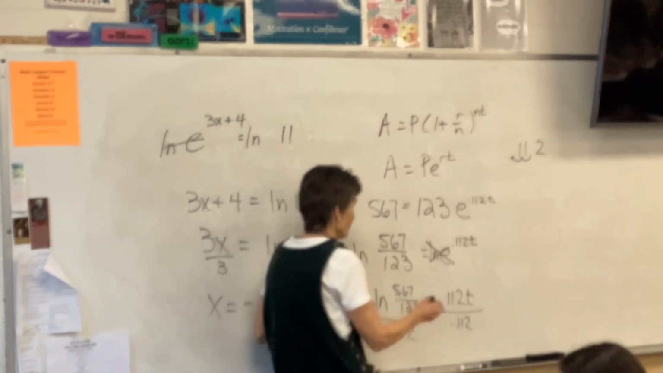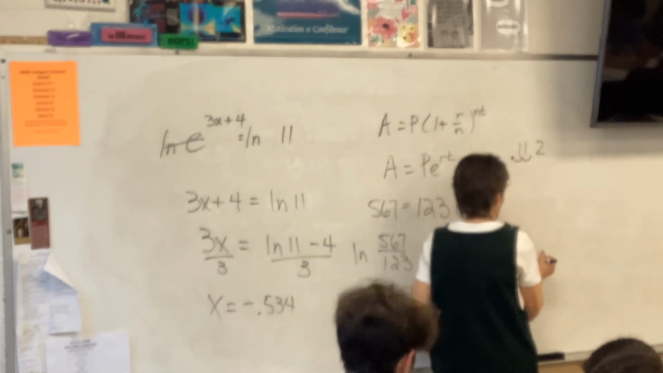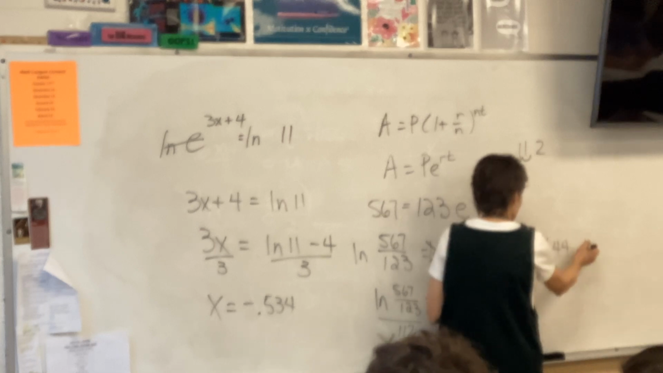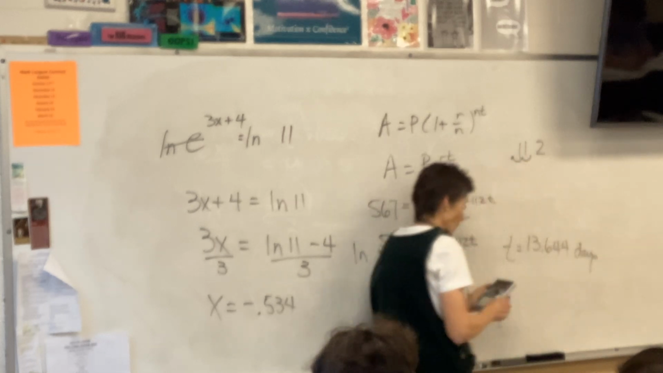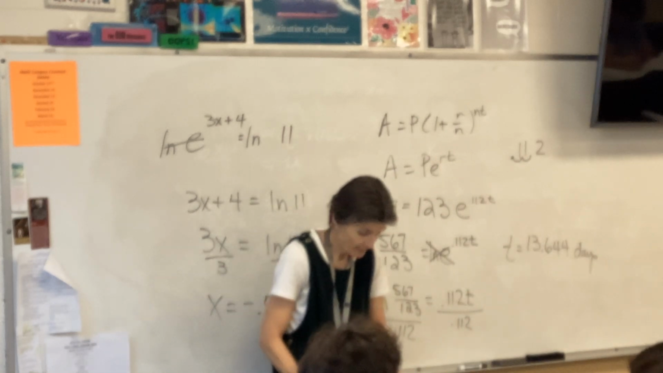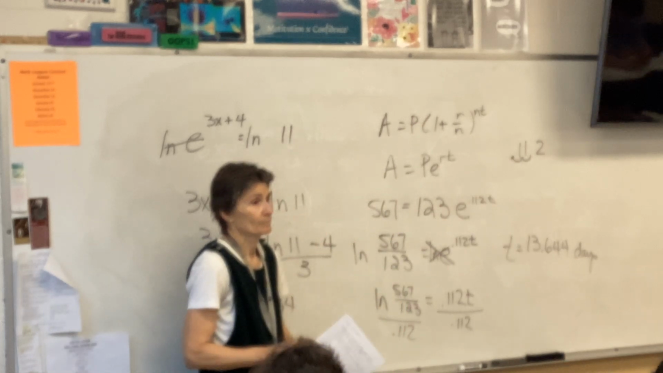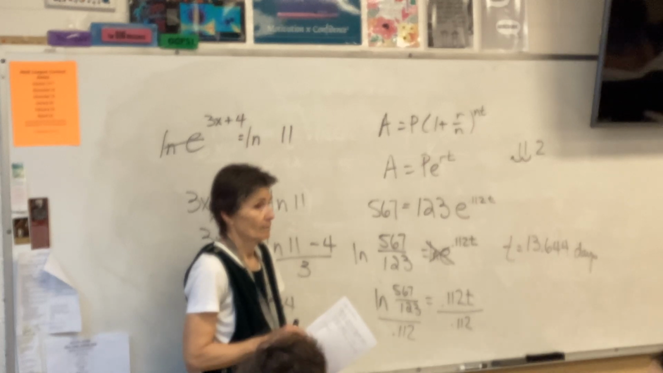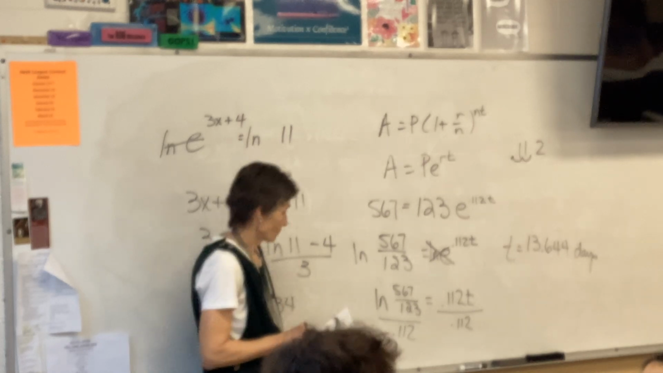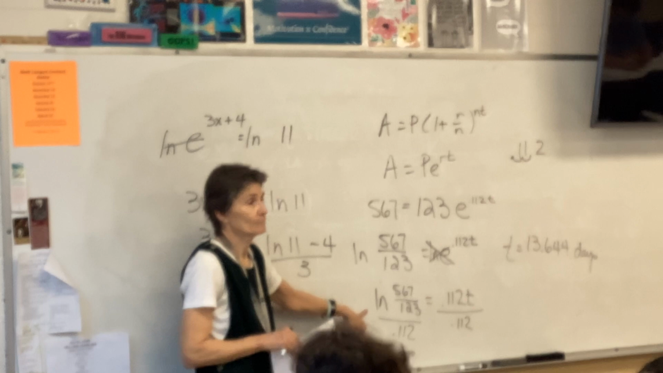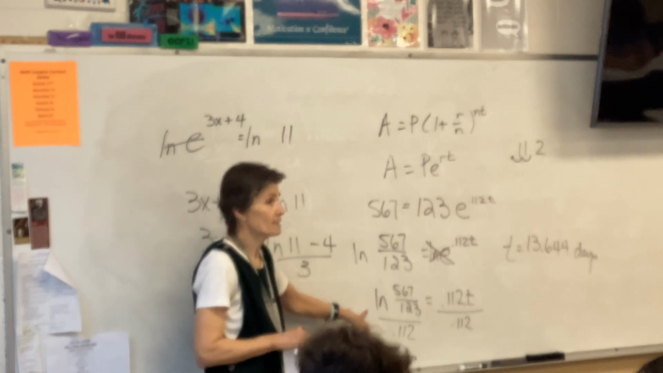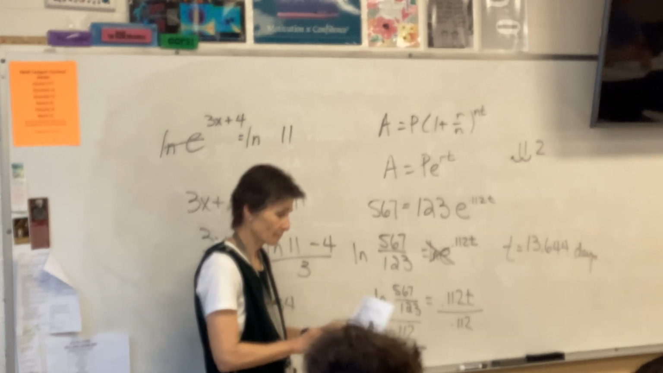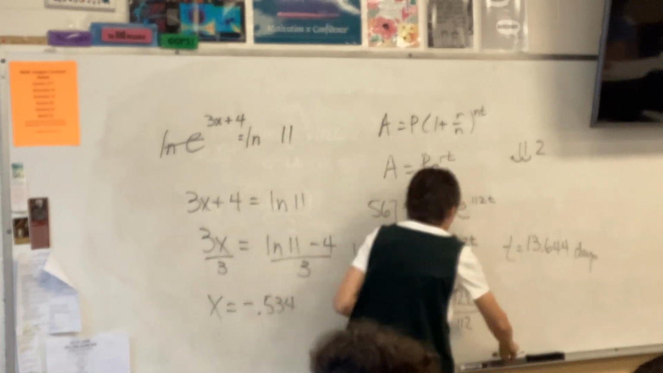Tell me what you came up with. T is what? 13.644 days. How do I know it's days? Because the problem says it's per day. Okay, so it's days. Type that back in. Make sure you're getting 13.644.